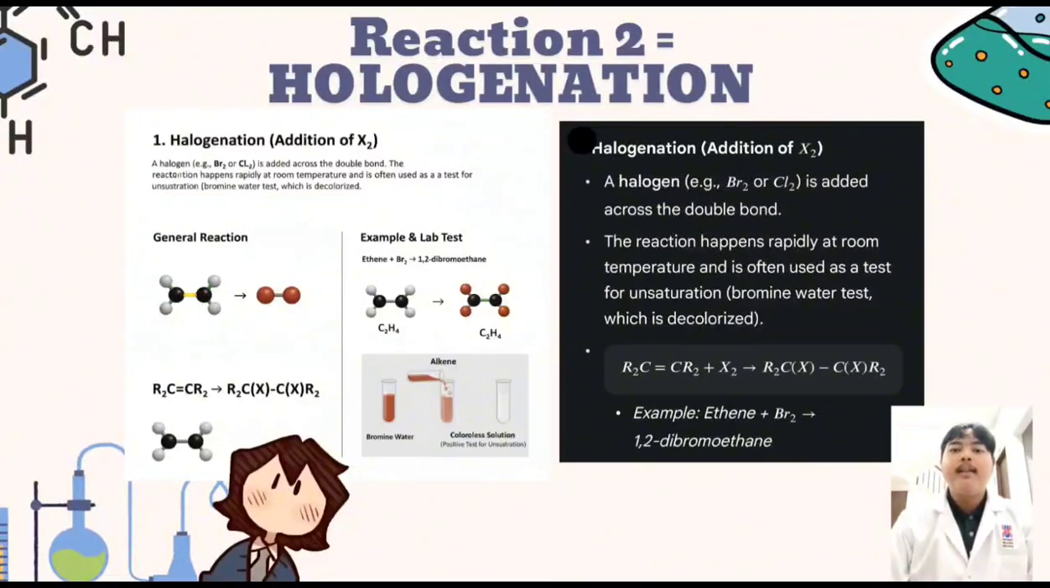The second key reaction is halogenation. We add a halogen like bromine. This is often used in the lab as a test for unsaturation. When you add bromine water, the double bond reacts instantly, consuming the bromine and causing the red-brown color to disappear.